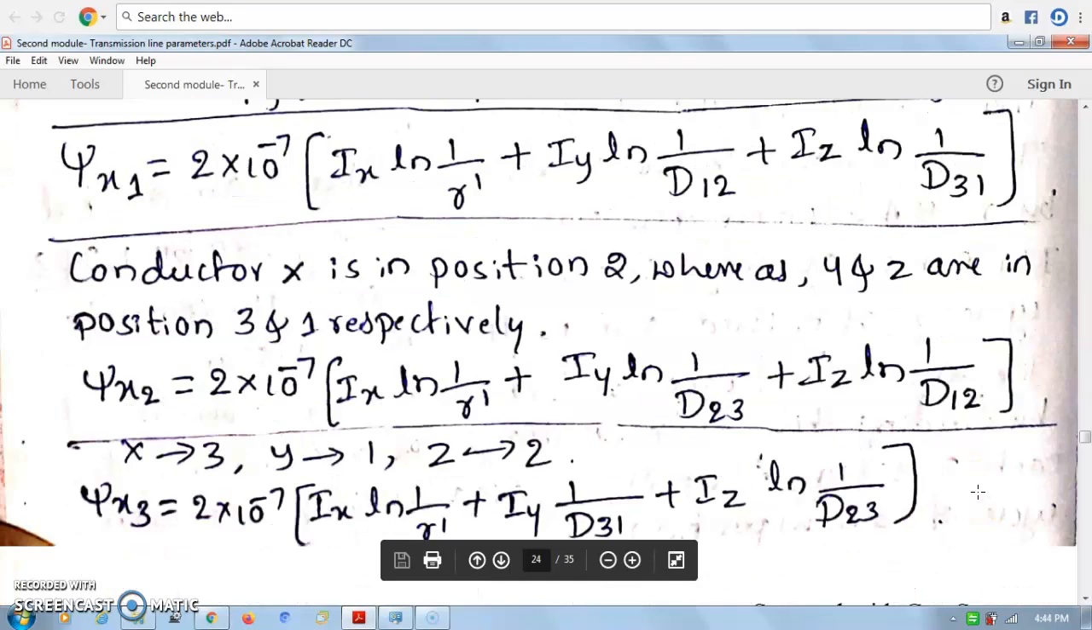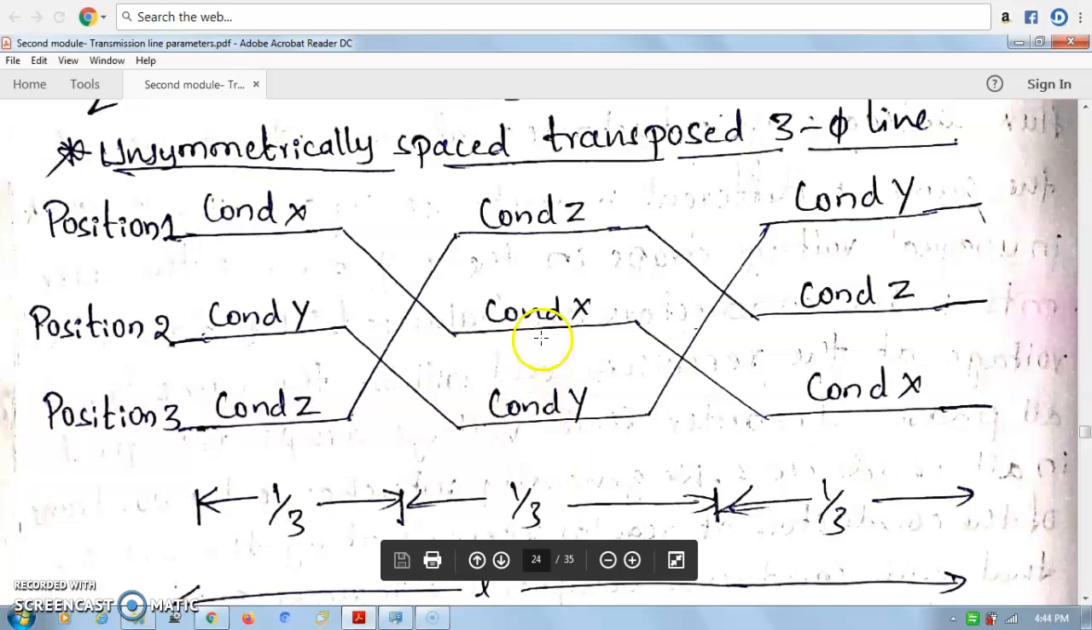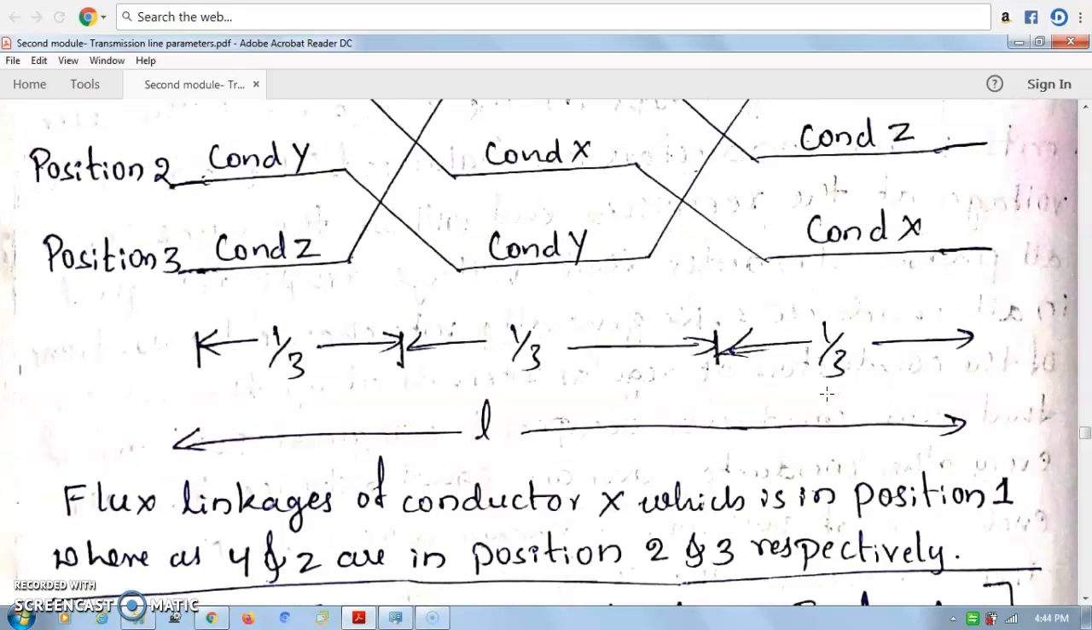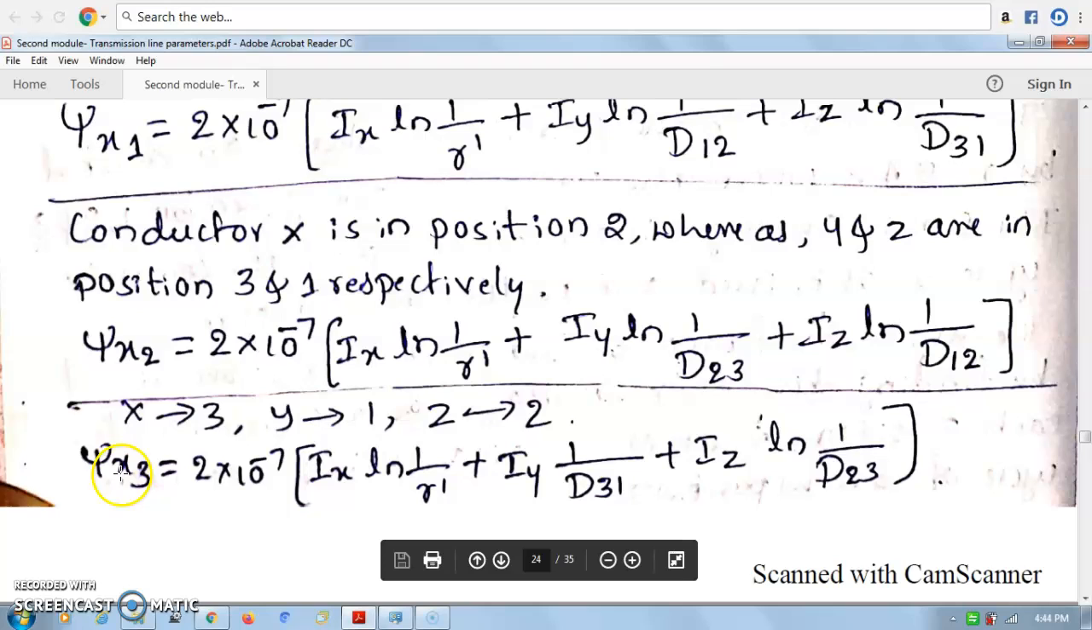Getting it? Next, similarly, X is at the third position, Y is at the first position, Z is at the second position. The X conductor is shifted to the third position. Next, find the flux of the X conductor at the third position, that is psi x3. See here, the flux of the X conductor at the third position is 2 into 10 to the power minus 7. The X conductor flux is Ix current through the X conductor, radius itself only. Then due to the Y conductor, Iy, distance; due to the Z conductor, Iz, and distance. D3 to 1, here D2 to 3.